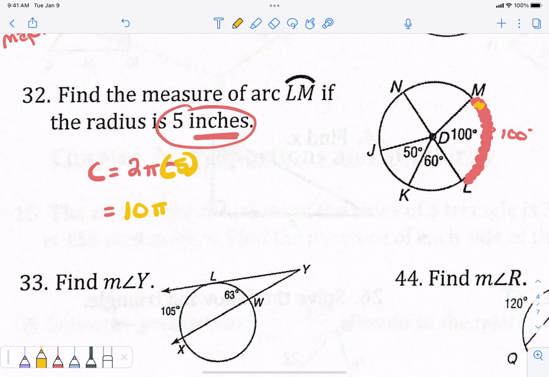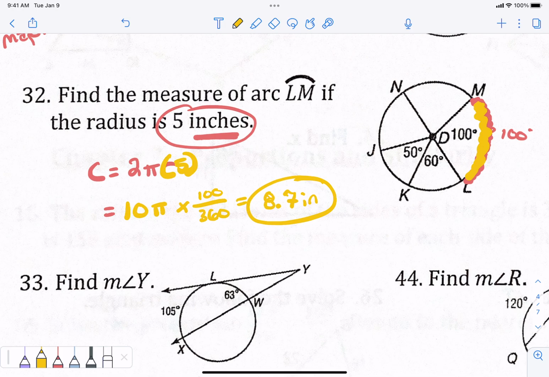But I only want this chunk. I don't want the entire circumference. I just want this chunk or this piece of the crest. So I'm only looking for 100 out of 360 degrees. Okay, so take 10 pi times 100 over 360. And that is like 8.7 inches. That's what that is. Okay?